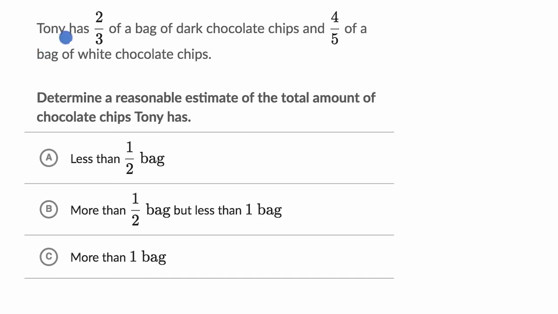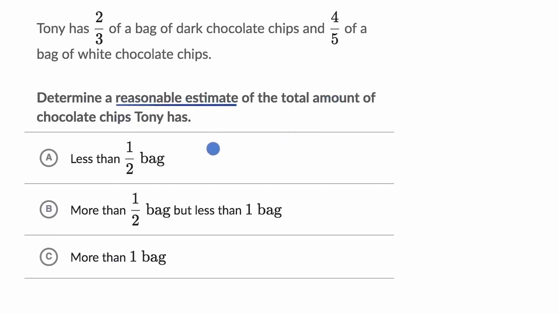We are told that Tony has 2/3 of a bag of dark chocolate chips and 4/5 of a bag of white chocolate chips. Determine a reasonable estimate of the total amount of chocolate chips Tony has. So pause this video and see if you can figure out which of these choices is the best reasonable estimate of the total amount of chocolate chips. All right, now let's work on this together.